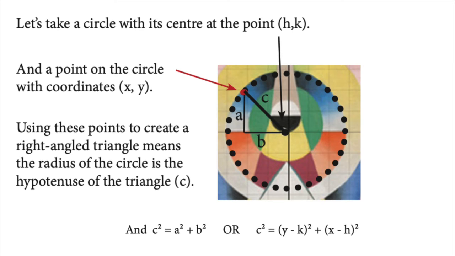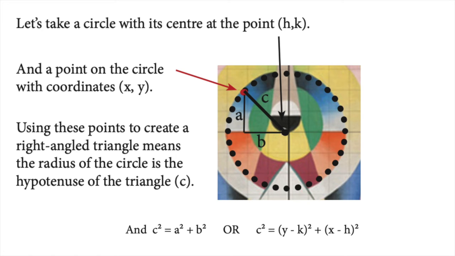In order to develop an equation for a circle, we need to keep it generalized. So we want to make sure that it will work no matter what circle we are using. So we're going to take this circle here and say that its center is at the point h, k. And then we will take any point that is on the circle and we'll give that point the coordinates x, y.